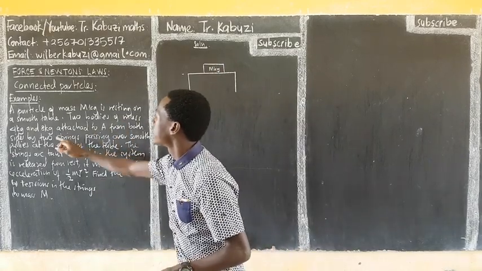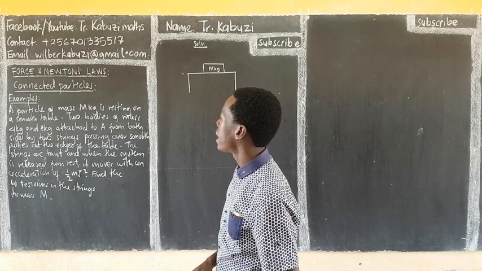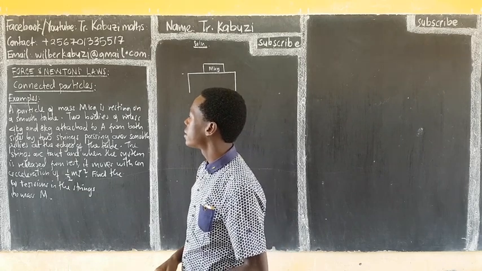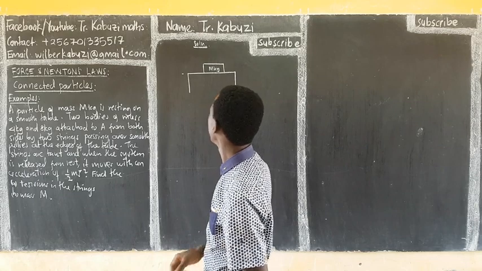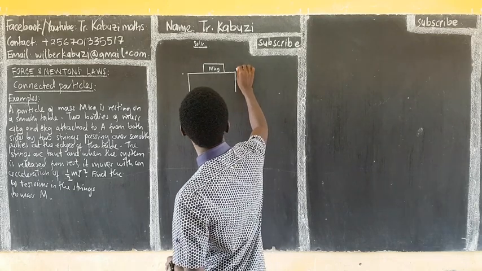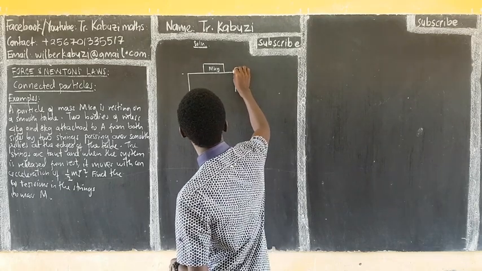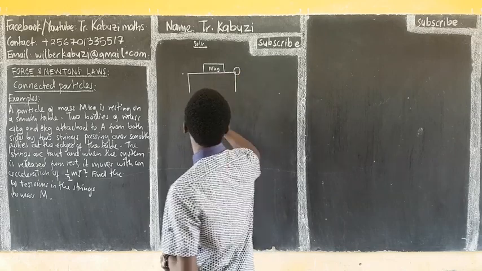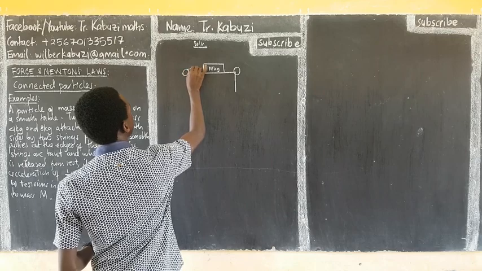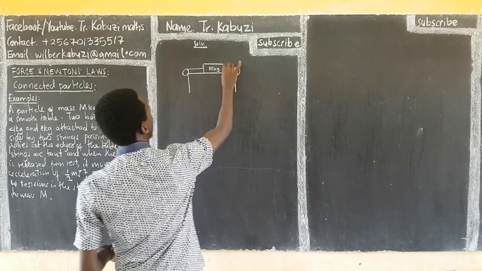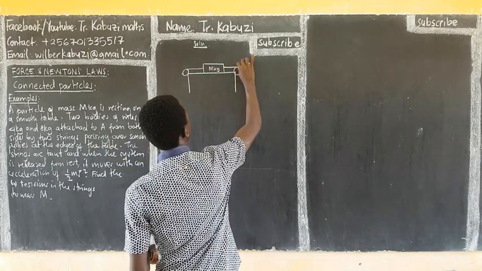Two bodies of mass 4 kilograms and 8 kilograms attached to A from both sides by two strings passing over smooth pulleys at the edges of the table. So we have some pulleys at the edges of the table. That is pulley 1. This is the second pulley. Now there are strings passing over these two pulleys.